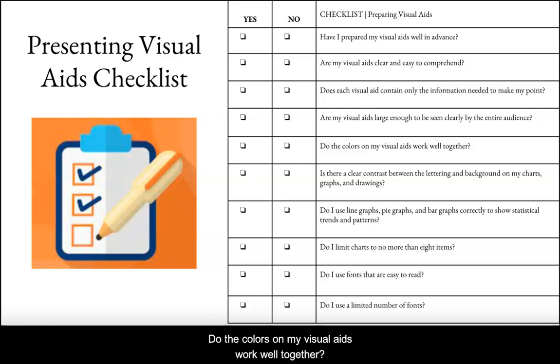Do the colors on my visual aids work well together? Is there a clear contrast between the lettering and background on my charts, graphs, and drawings? Do I use line graphs, pie graphs, and bar graphs correctly to show statistical trends and patterns? Do I limit charts to no more than 8 items? Do I use fonts that are easy to read? Do I use a limited number of fonts?